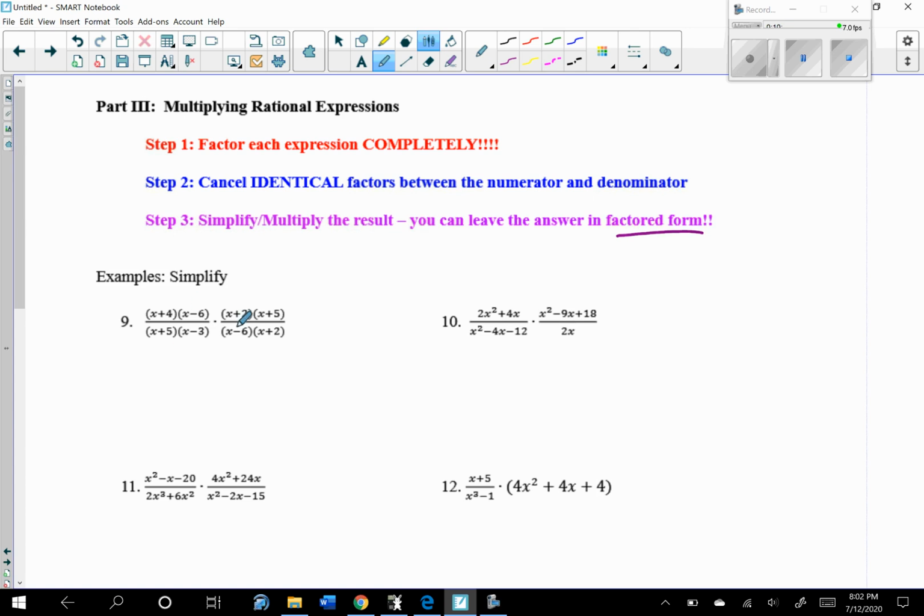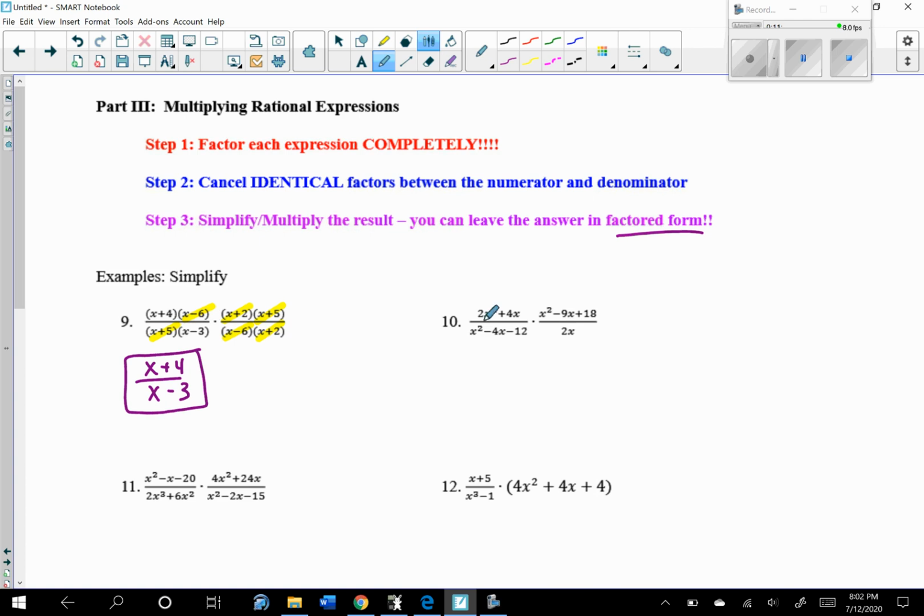So here, if we simplify this, I would first factor completely, so it's already in factored form. Then I'm going to cancel out identical factors between the numerator and denominator. So I start with the x plus 4, I don't have one down here. X minus 6 I have here, so that cancels out, the x plus 2 and the x plus 5. So then what are we left with? In my numerator, I'm left with x plus 4 over x minus 3. And again, you cannot cancel those factors, so this would be my solution.